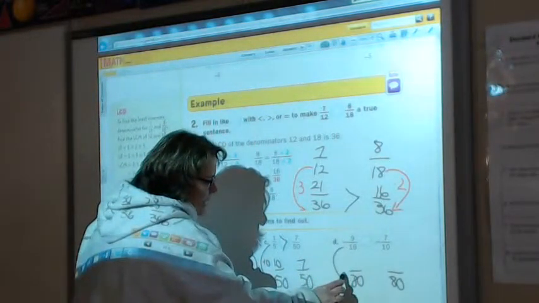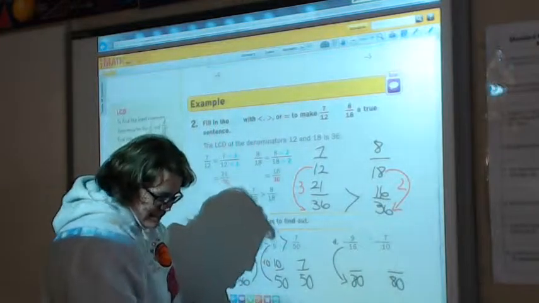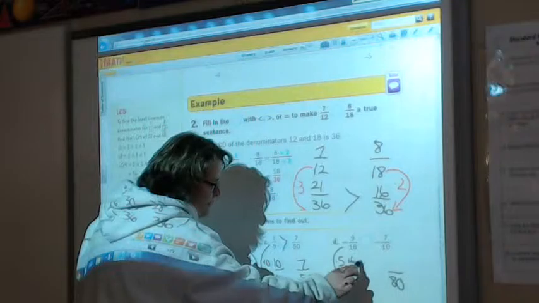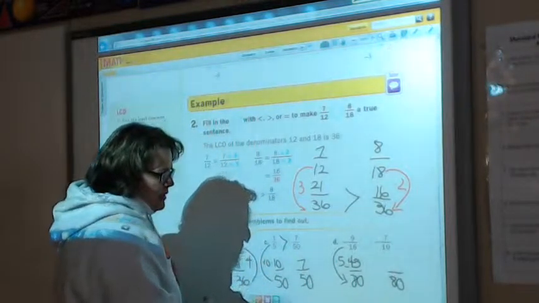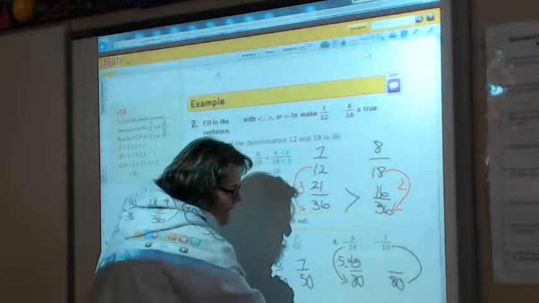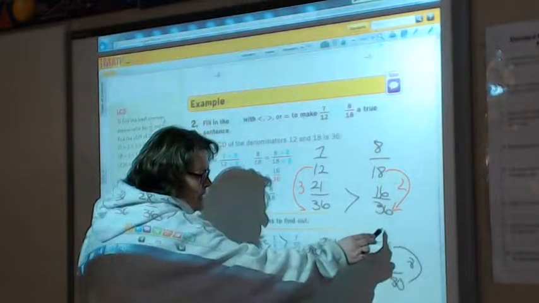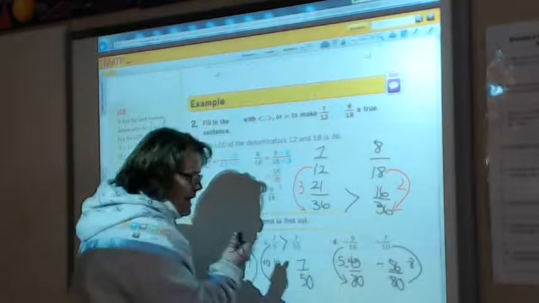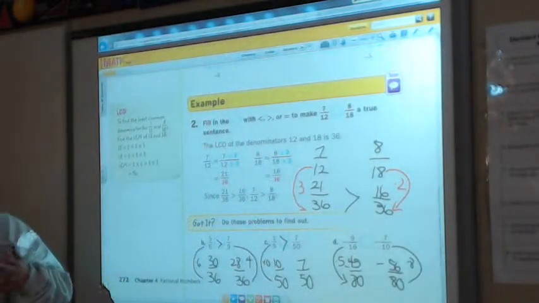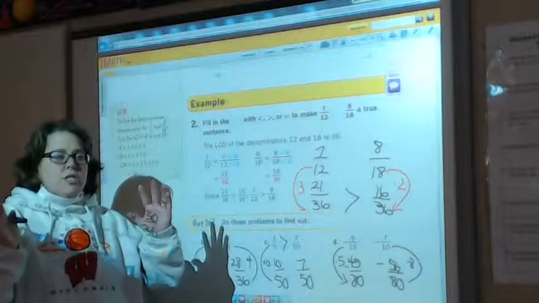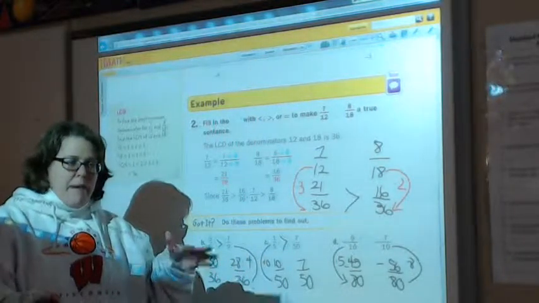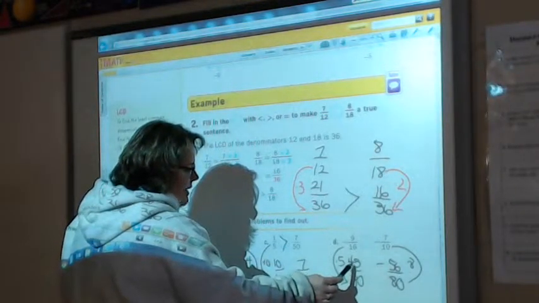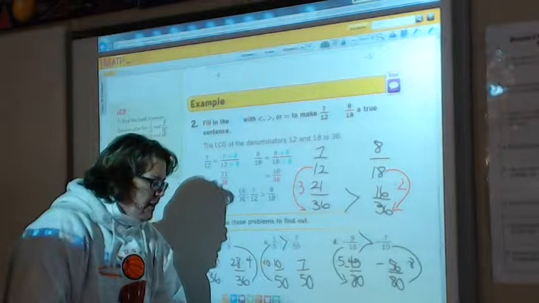So then I said, okay, what am I doing to 16 to get it to be 80? I'm multiplying it times 5. So 9 times 5 is 45. But this is negative. What did I do to 10 to get it to be 80? I multiplied it times 8. 7 times 8 is 56. But again, this is negative. So these are negative numbers, and negative is different than positive. The smaller the negative number, the bigger the number. So which one here is smaller? 45 is smaller. So that's going to be greater than as well.